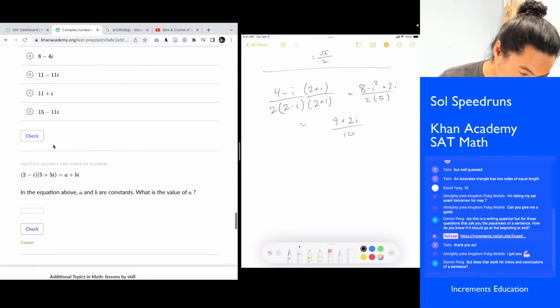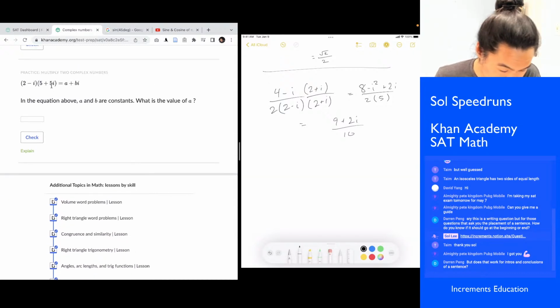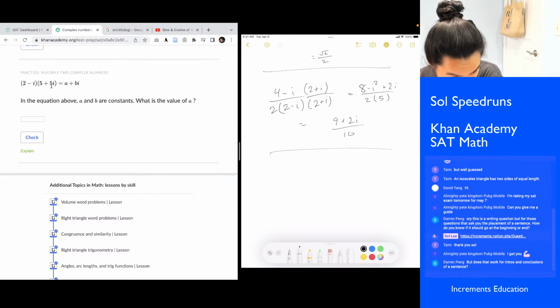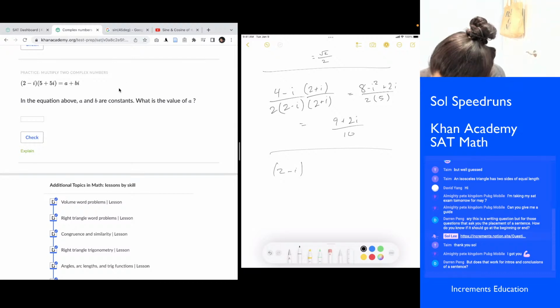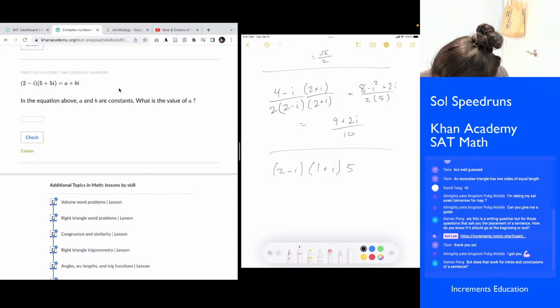Okay, I'm exhausted. No, sums are easy. I'm gonna ignore this. No, this one I want to try. This one seems kind of worth doing. Okay. This one is 2 minus i, 1 plus i. Oops. 1 plus i times 5. Because that's 5 plus 5i. Okay, so let's get 2 minus i, so that's 2 minus i squared. Means plus 1 times 5.